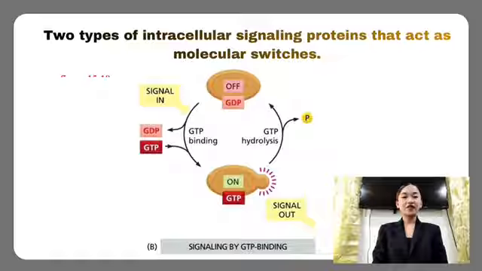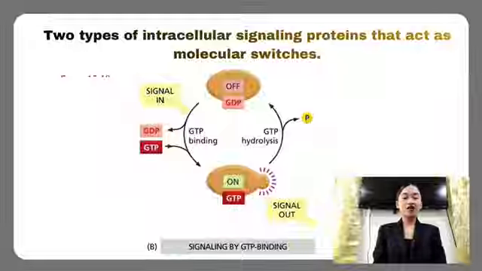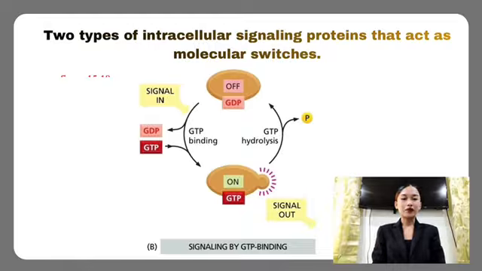Second is signaling by GTP binding. In this case, the protein is activated when GTP, or guanosine triphosphate, binds to it and becomes on, and it turns off when GTP is hydrolyzed to GDP, or guanosine diphosphate, meaning water helps break one phosphate group off from GTP, turning it into GDP and inactivating the protein.